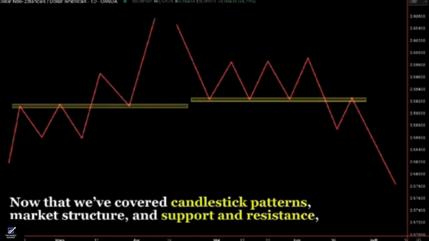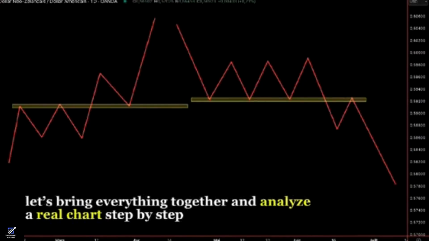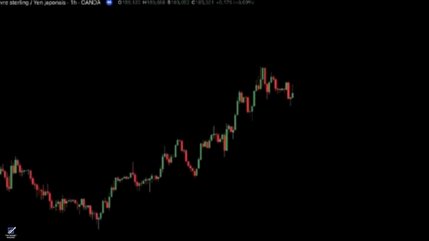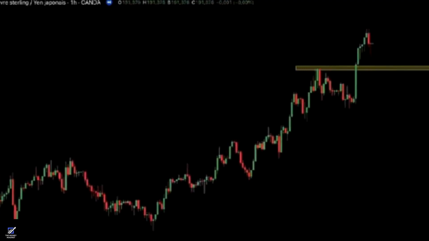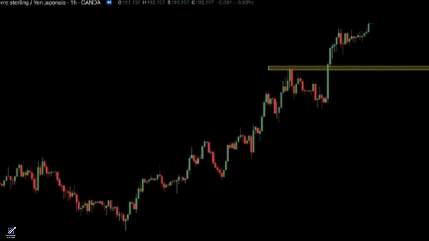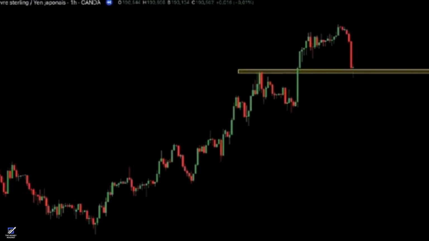Now that we've covered candlestick patterns, market structure, and support and resistance, let's bring everything together and analyze a real chart step by step. The market is clearly trending up, forming a pattern of higher highs and higher lows, which tells us that buyers are in control. As price moves higher, it eventually hits a resistance level where it struggles to break through. But once it finally does, that same resistance level flips into support when price comes back down for a retest.